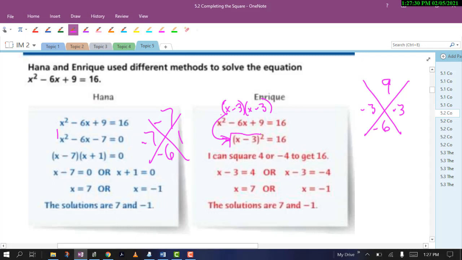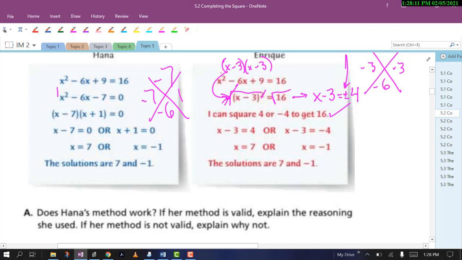Now, square root them. So we get, kind of skipping that step, x minus 3, because the squared and the square root cancel out, equals, well, the square root of 16 is 4, and it's plus or minus 4, because negative 4 times negative 4 is also 16. Of course, that's what it says here. So now x minus 3 equals 4, and x minus 3 equals negative 4 are our two equations because of the plus or minus. So we get an x value of 7 and an x value of negative 1, the same solutions that Hannah got. So let's take a look at these.